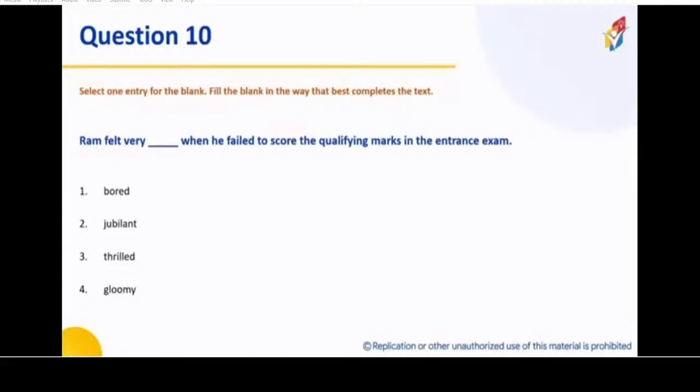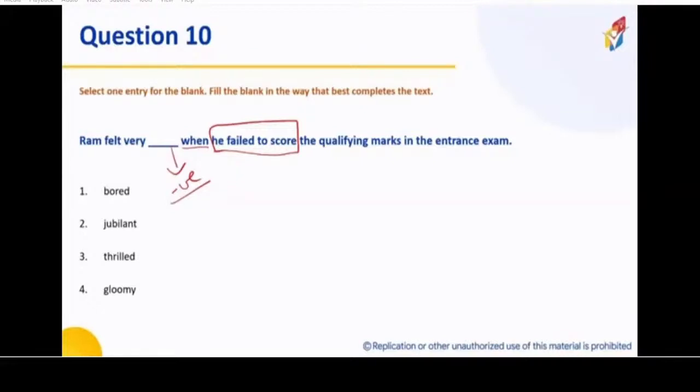Ram felt very dashed when he failed to score the qualifying marks in the entrance test. Pretty simple blank in terms of whether you need a positive word or negative word. Before you look at the options, look at what words you would use here. When is a good connector, telling you that when this happened, he failed to score. So when someone fails to score, you definitely need a negative word. Because you need a negative word here, rule out all options which are positive.